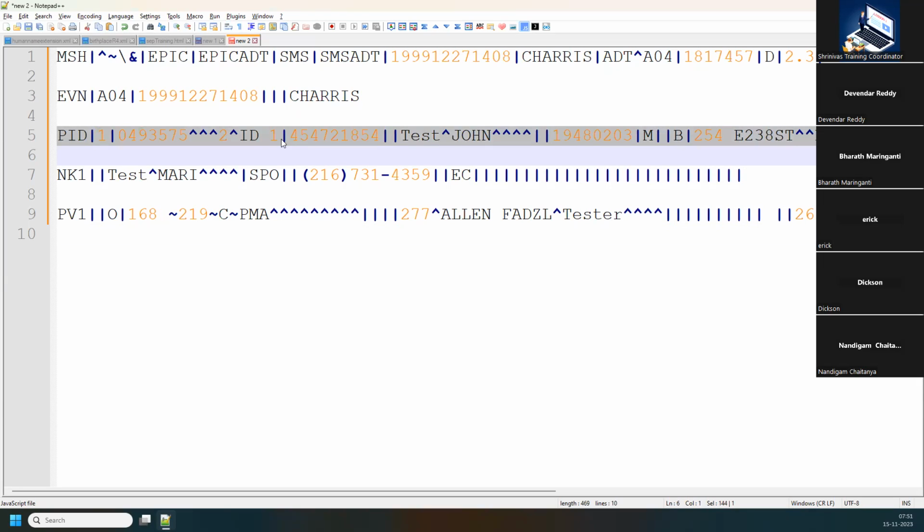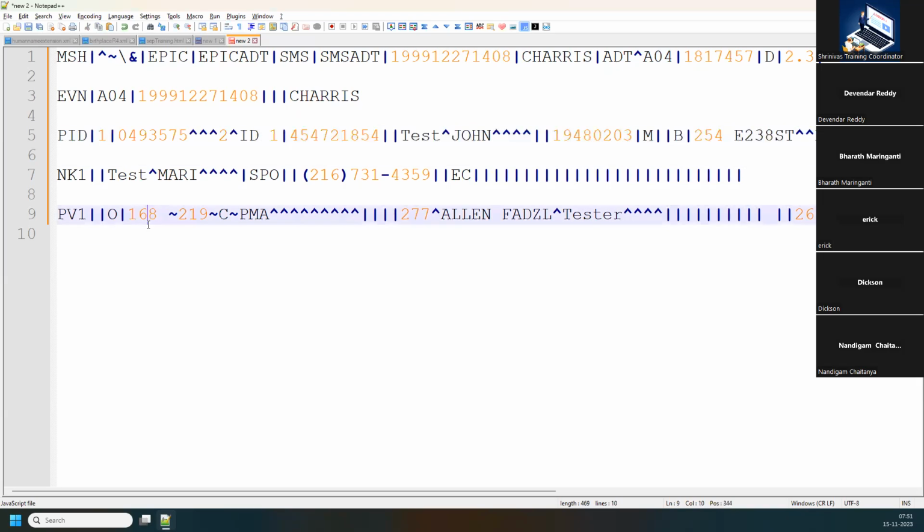So MSH stands for message segment header, EVN stands for event segment, NK1 stands for next of kin, and PV1 stands for patient visit. Each of them will have their own data elements present in their respective segments.